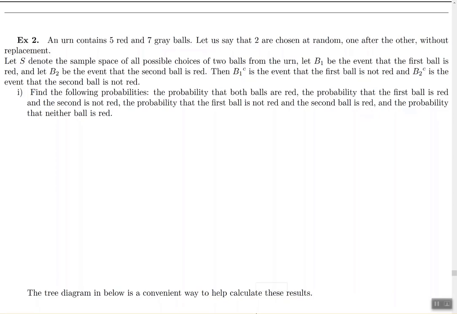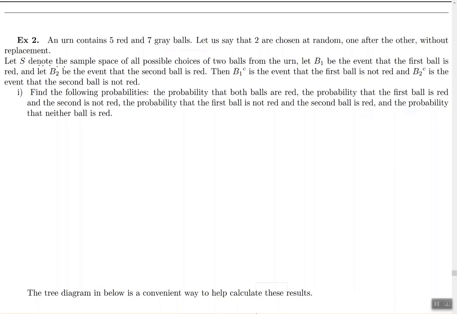So it's telling us that there's an urn with 5 red balls and 7 gray balls. And it says we're gonna take 2 balls out of the urn, one after the other. So we're gonna pick one out, then take another one out without replacement. So what does that mean? That means that after you take the first ball out of the urn, you're not gonna put it back in. You're just gonna look at it and keep it in your hand, then pick the other ball out of the urn. The question here is to find some probabilities.